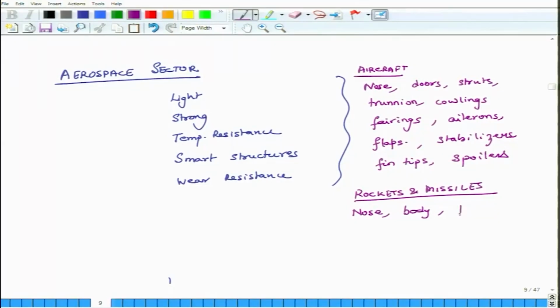And then in pressure tanks, again for the purpose of reducing mass. So, pressure tanks, and then in fuel tanks, etc. Okay. And then the third big area where composites are used in the aerospace sector is in satellites.